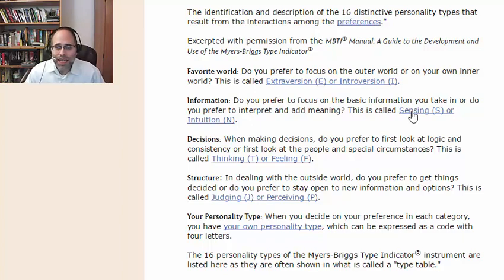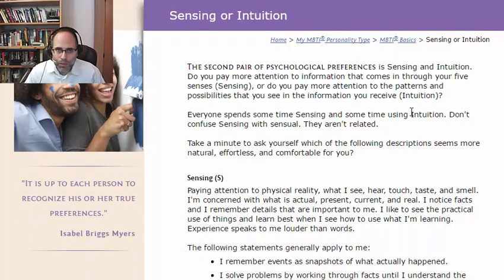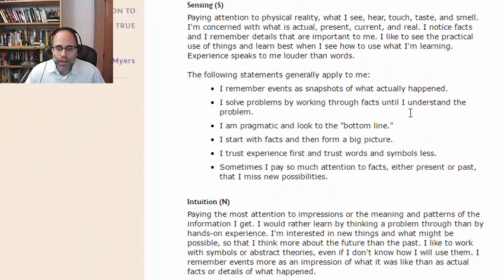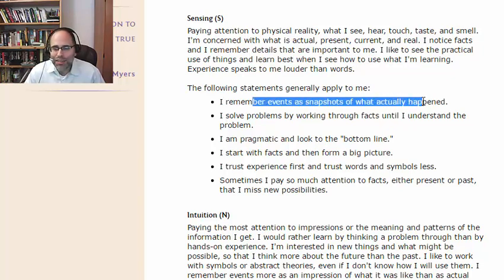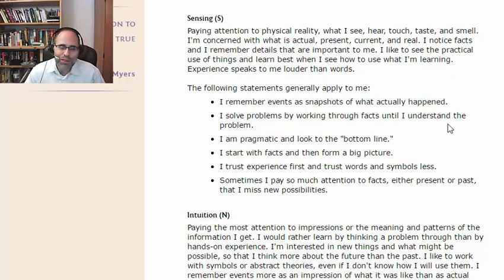The S and the N dichotomy is a little bit more complex, but let's take a look at this. The sensory person is paying attention to physical reality, sensory: touch, hear, taste, smell, remembering events, like kind of a very specific memory. Not necessarily a better memory, but a memory that focuses on physical characteristics. I start with facts. I look at the bottom line. I don't look at the overall philosophical underpinning.